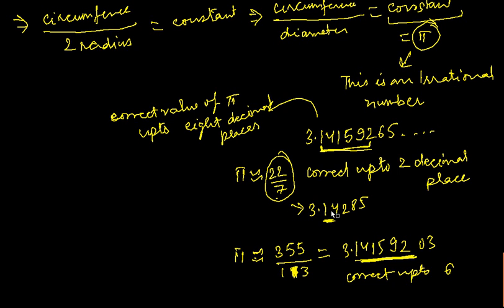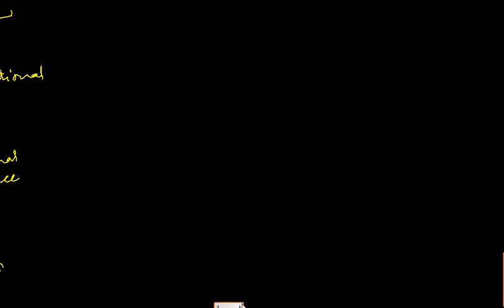So this 22 by 7 approximation is correct up to 2 decimal places, and this 355 divided by 113 is correct up to 6 decimal places, right? Now we have proved that circumference divided by diameter of a circle is a constant quantity. Now next, what was our aim? We wanted to prove that pi is actually a constant thing.